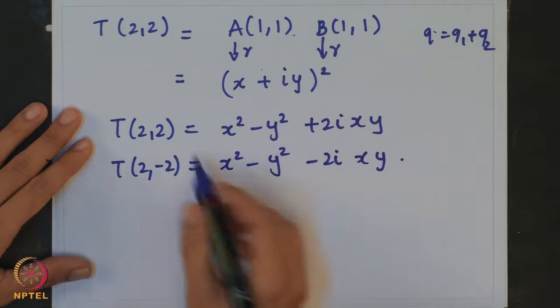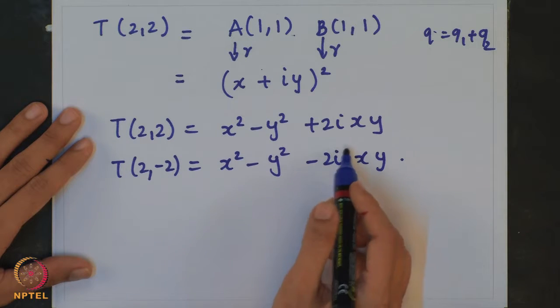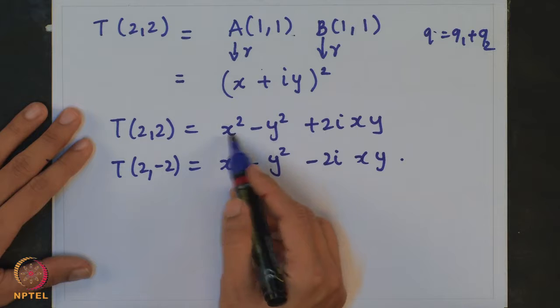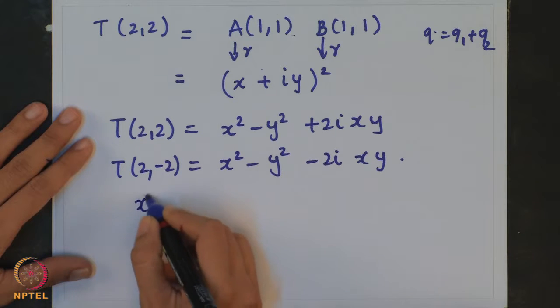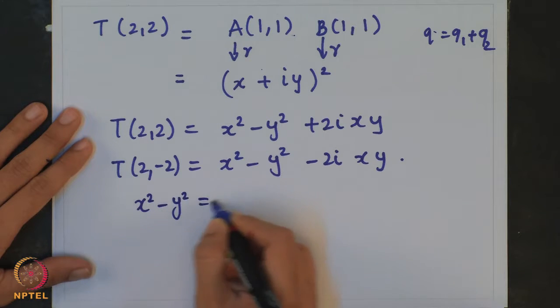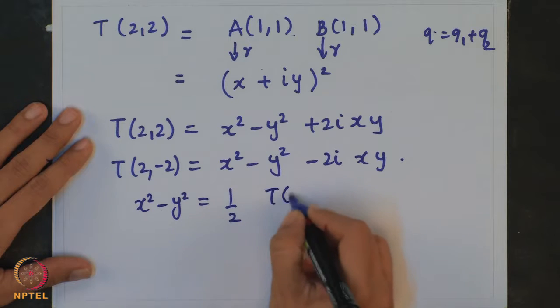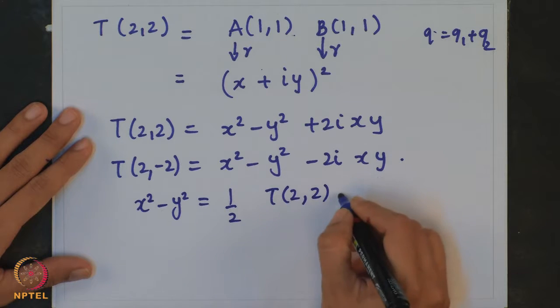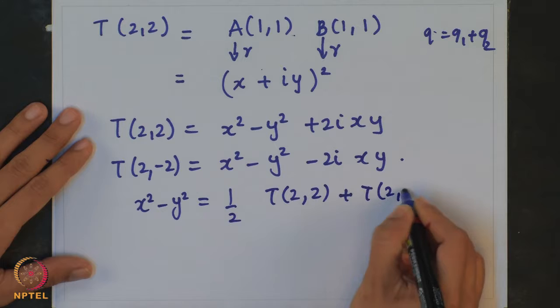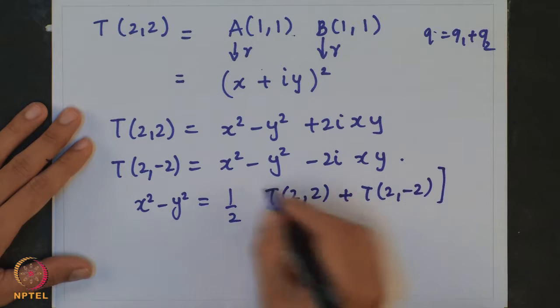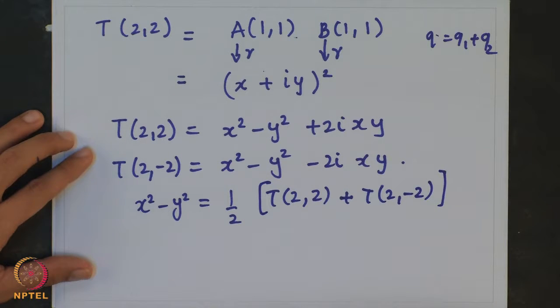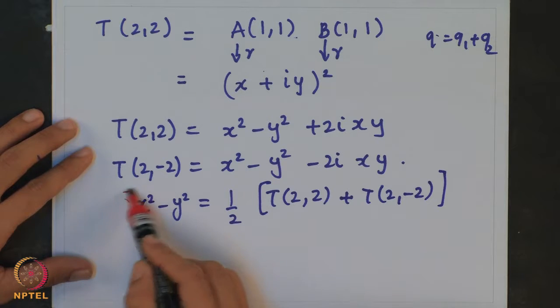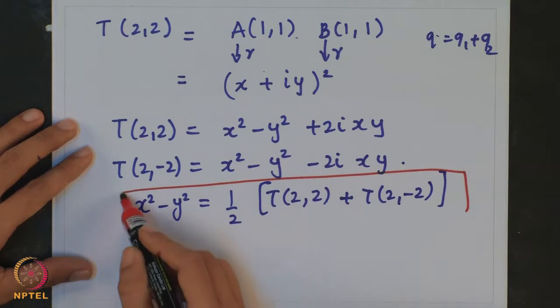From this, simply add these two, and when you add them you get the value of x square minus y square. So, your x square minus y square will be 1/2 t2 square plus t2 minus 2. This is what is expected of you to calculate.